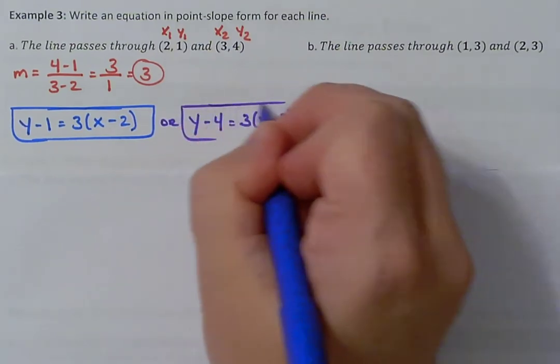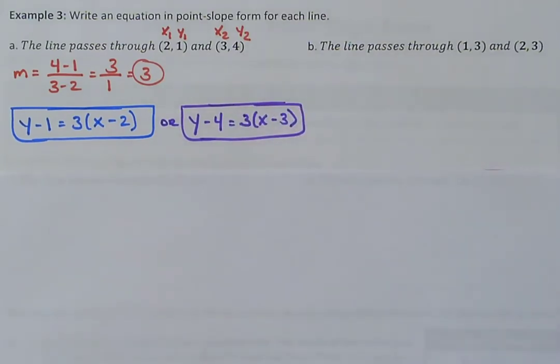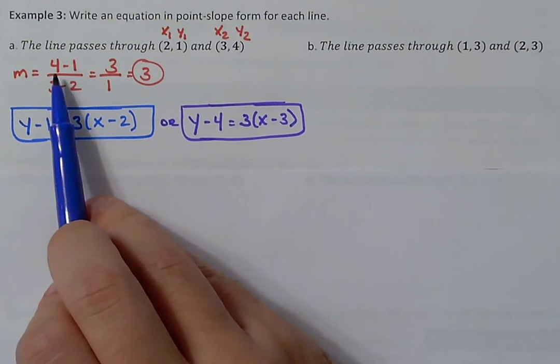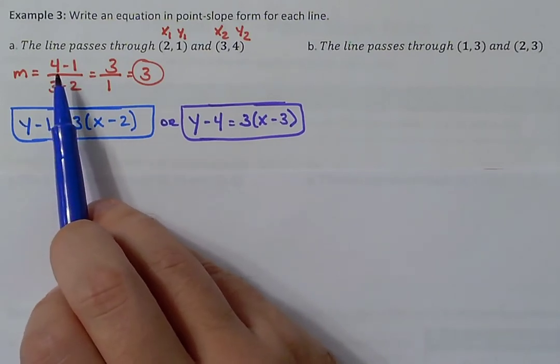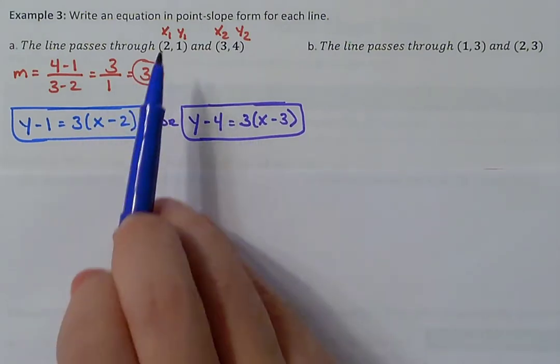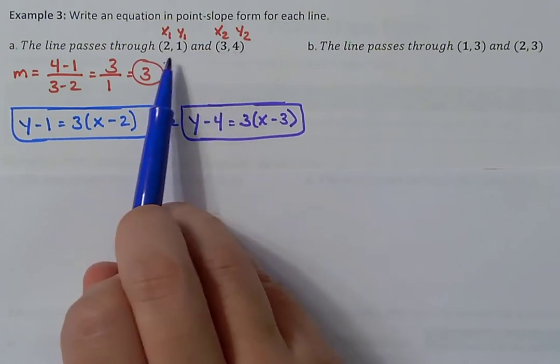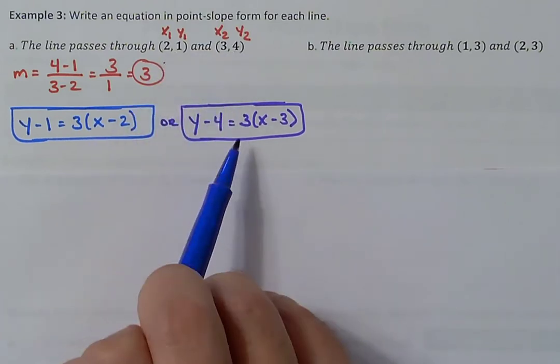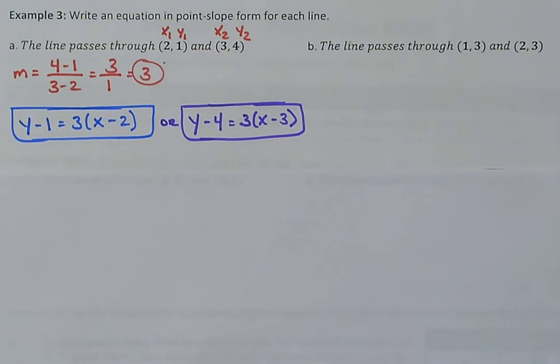So it doesn't matter what set of points you use after you have figured out your slope. Your first key is to find your slope, like we did here, using y2 minus y1 over x2 minus x1. The slope stays the same, but it doesn't matter which set of points you use. You can use 2, 1, or you can use 3, 4. The homework accepts both answers, and both are correct. So don't feel like you have to use one set or the other.